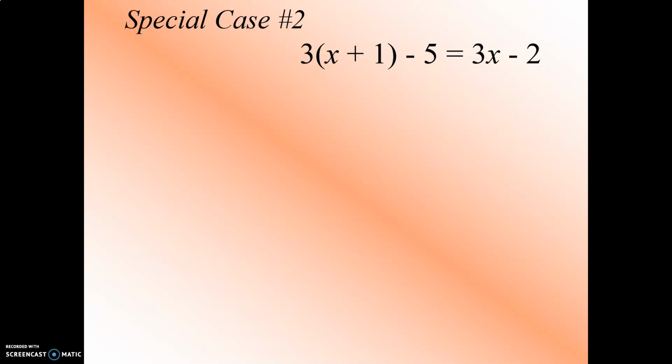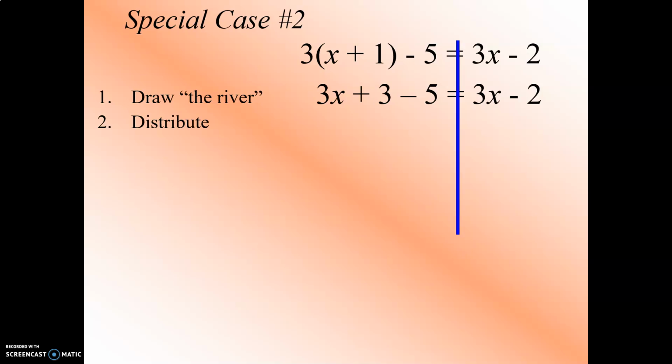Special case number 2, a little more complicated equation. Still dealing with whole numbers though. In this case, we have 3 times the quantity x plus 1, subtract 5 is equal to 3x minus 2. And we again want to know what value of x will make the left side equal to the right side. So it might be a little more challenging to think about in your head, but let's go ahead and go through our steps here. Let's distribute, combine like terms, do all the things we've talked about in previous videos.